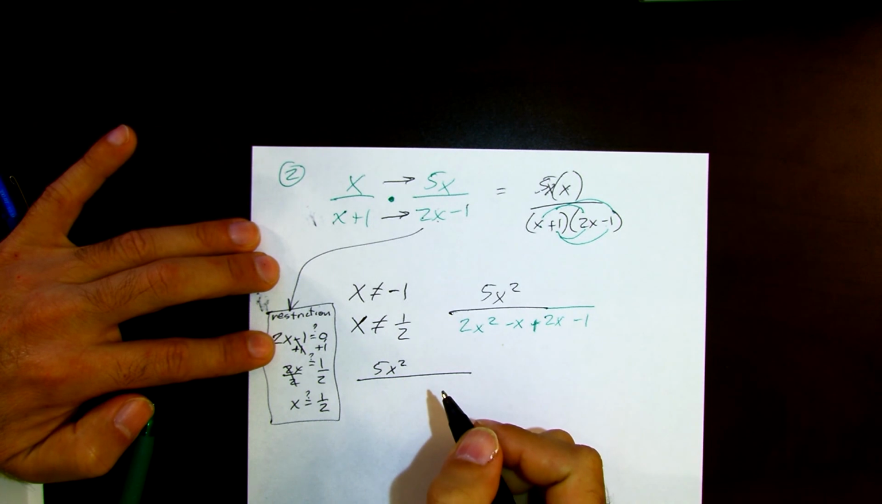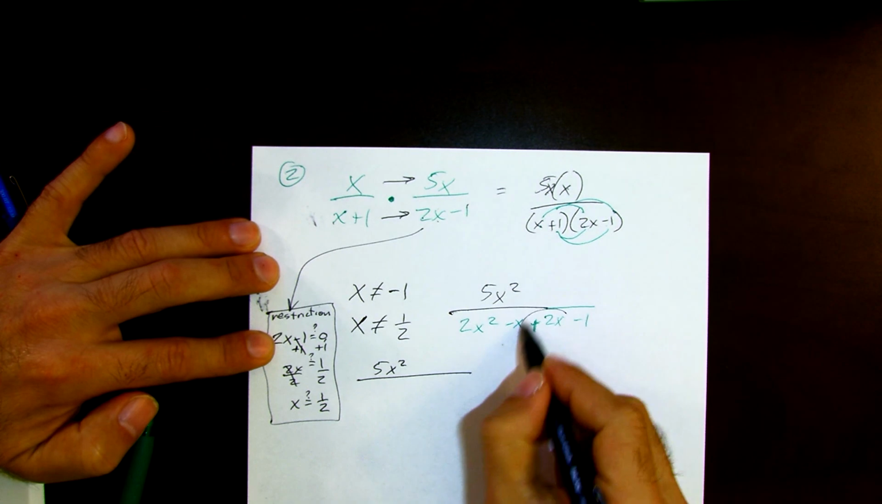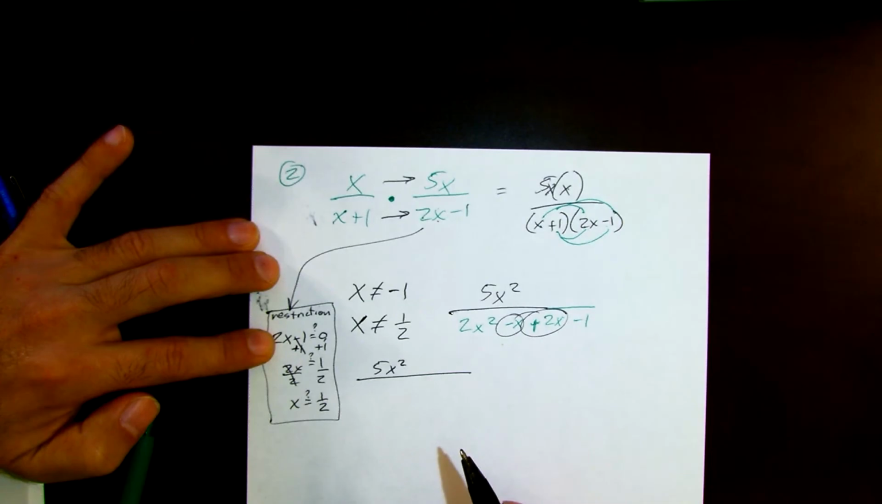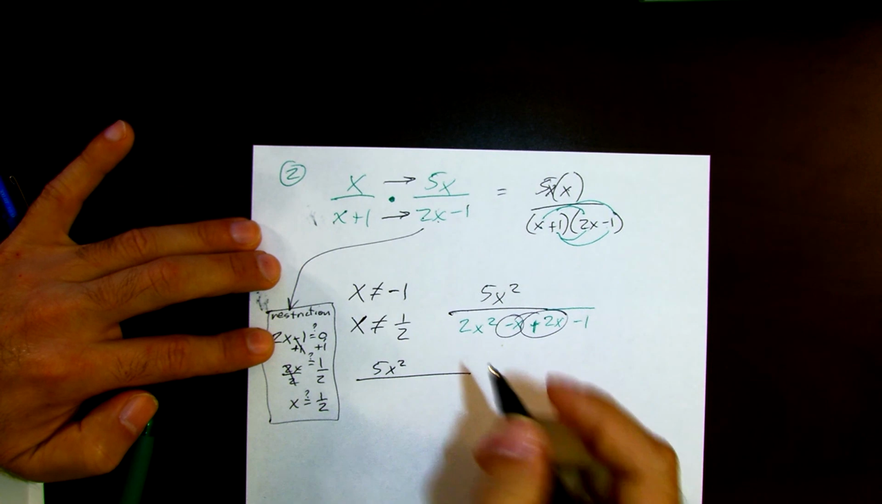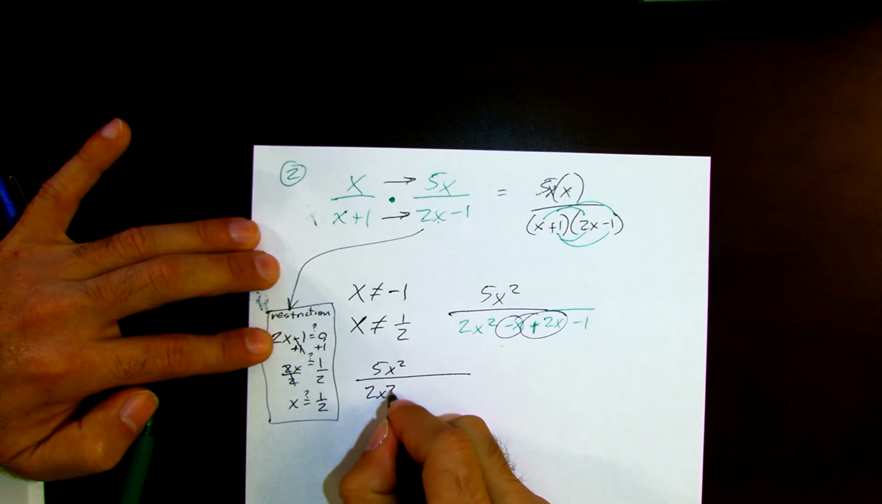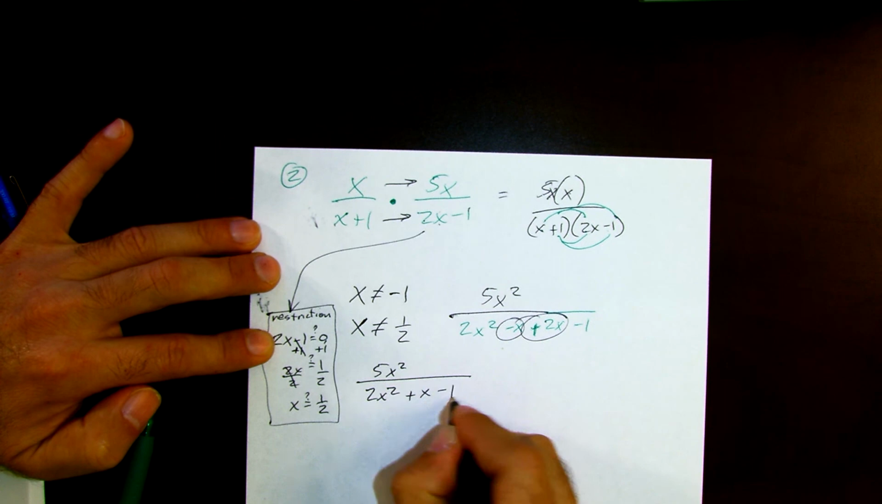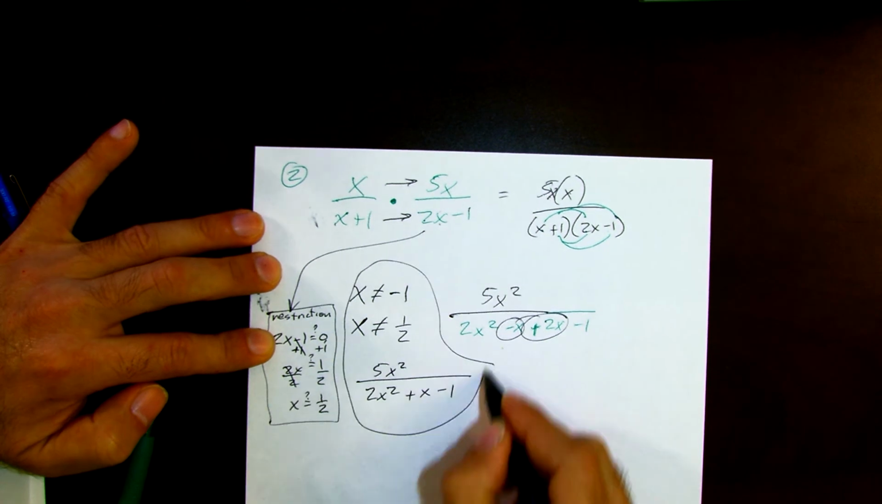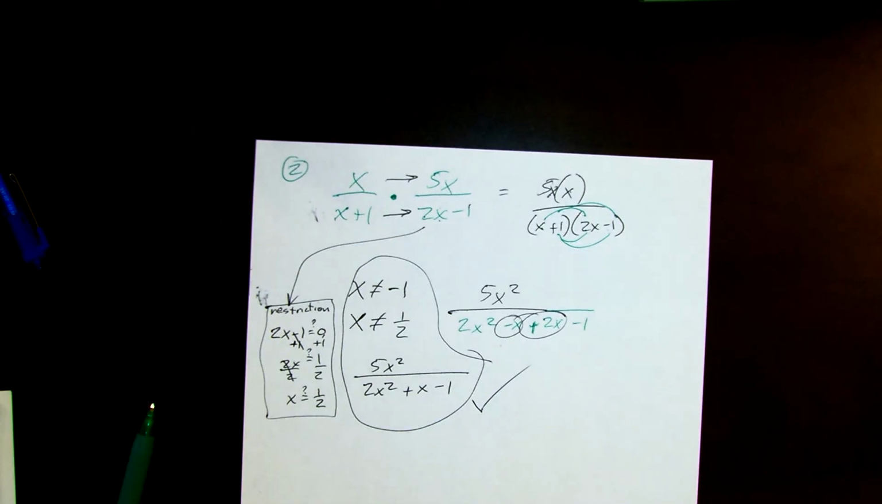Tell me in the chat if you're confused on anything right now. I'm sensing my spider sense telling me. Maybe I'm wrong. All right, look, 2x squared. We combine these. We get plus x. We get -1. We circle all of that. And we're done.